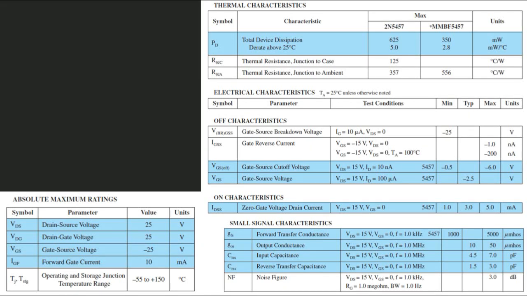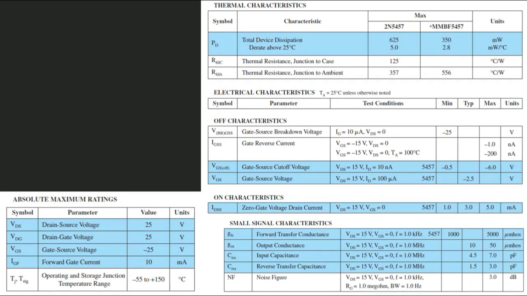So let's move to the other slide. Here are some specification sheets of which I have taken screenshots, some important things. The first one is some thermal characteristics available on the specification sheet. According to these conditions, we can check the thermal resistance junction to case will be this for this device, 2N5457, and the unit used here is degrees centigrade per watt. So these are the normal conditions, you can say.